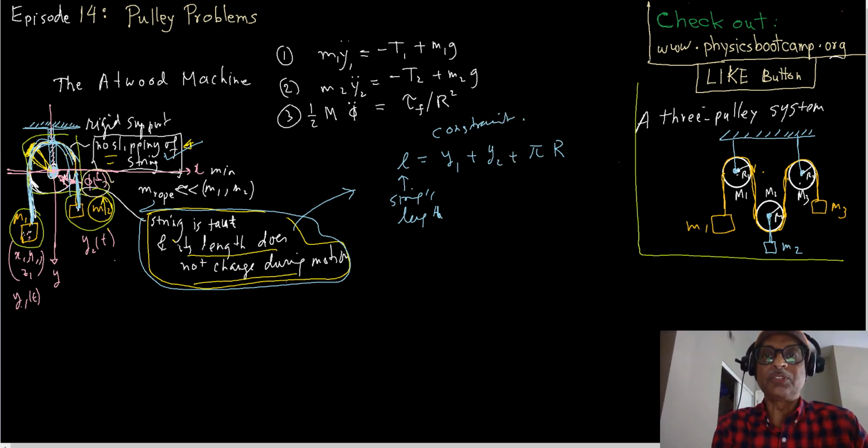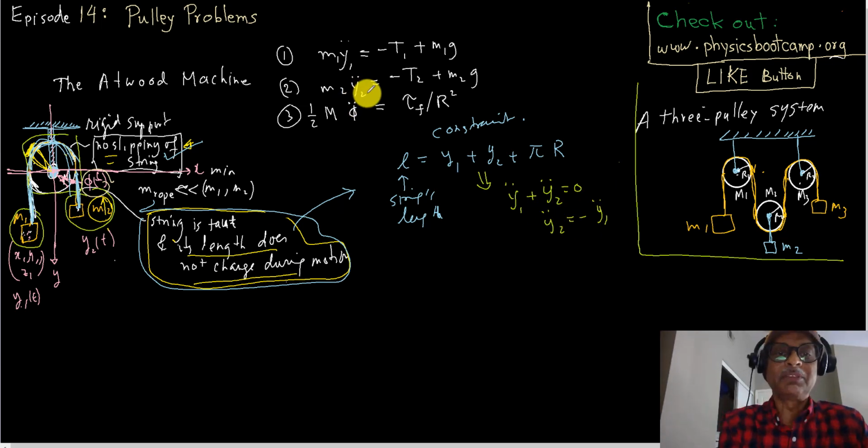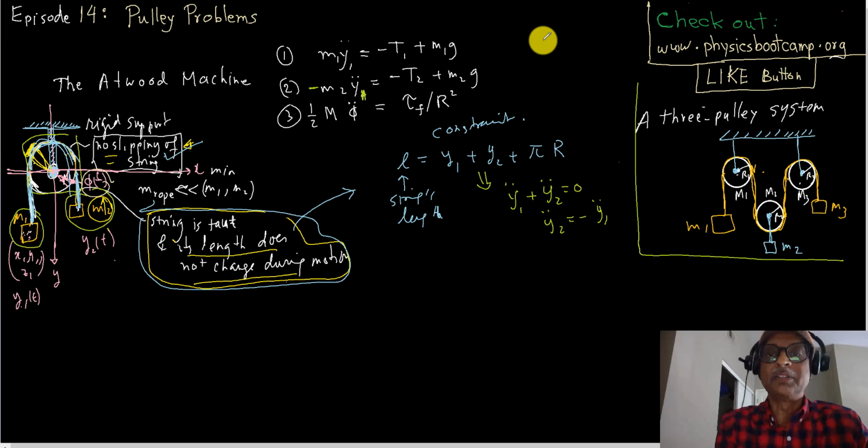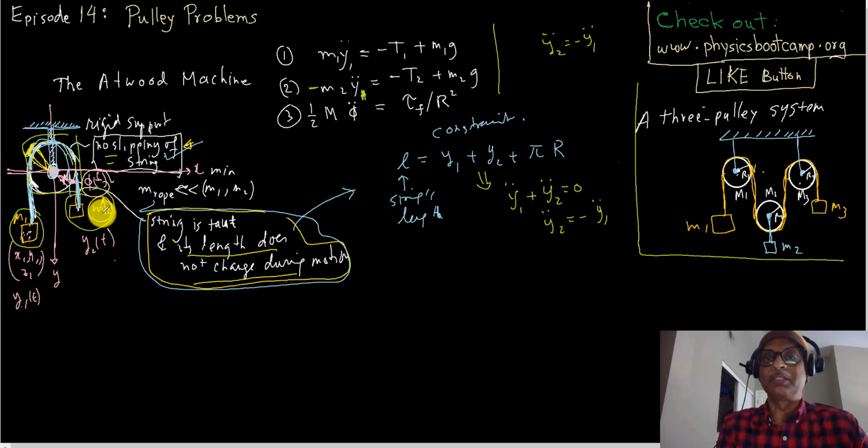To use this in the equations over there, we can take two derivatives and say y1 double dot plus y2 double dot equals 0, because the constant length gives 0 and pi r gives 0. So you can see y2 double dot equals minus y1 double dot. So we can get rid of this, make it y1 and put a minus. So we got one variable, y2 double dot equals minus y1 double dot. Once we find y1 double dot, we can plug in and get the acceleration for the second mass.